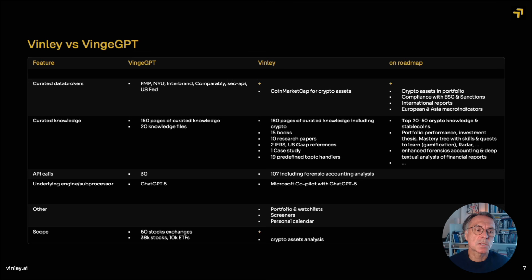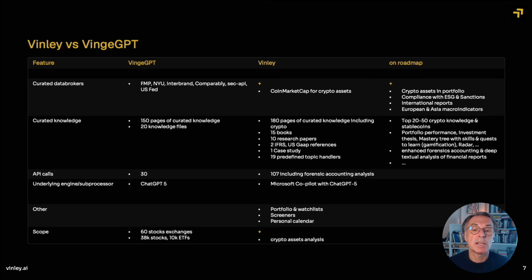But of course, we do use curated data brokers. So we do not rely on ChatGPT or Anthropic for the data points. We have, first of all, data points that we curate from our own data brokers, amongst others, FMP in Canada, New York University, Interbrand, Comparably. There is an SEC API. We are connected directly and registered with the US Federal Reserve as well.